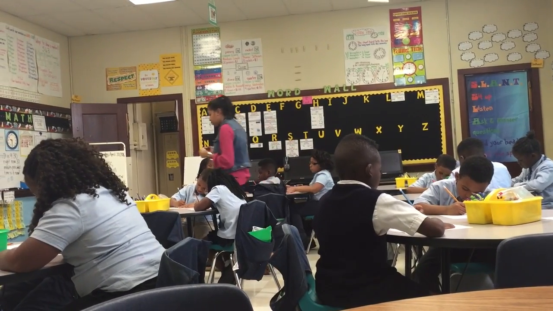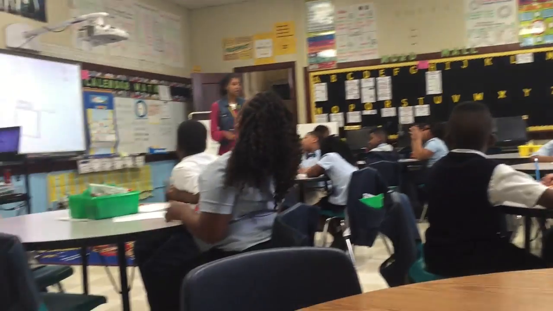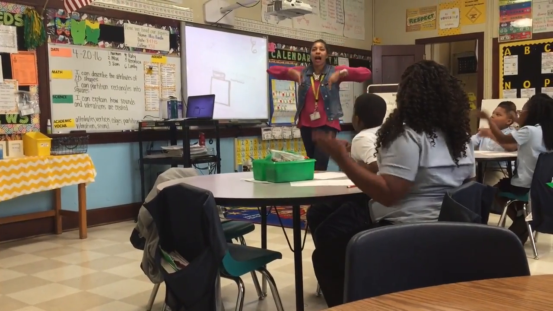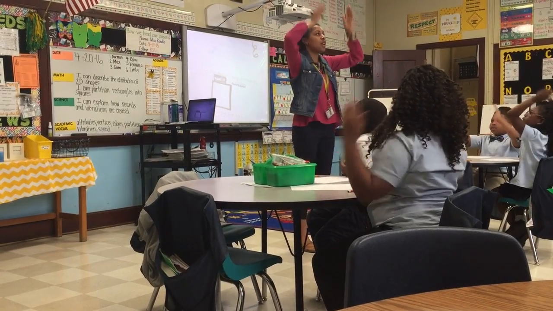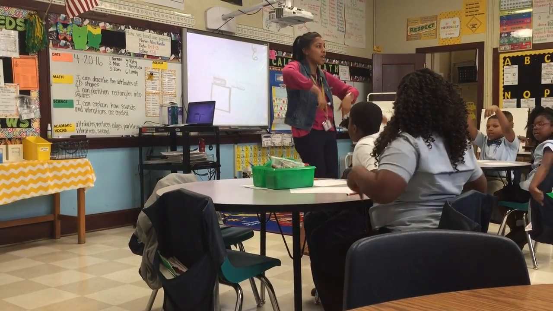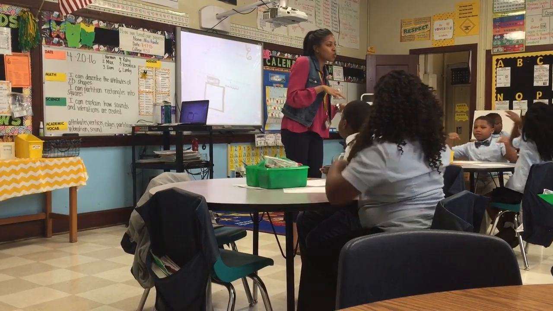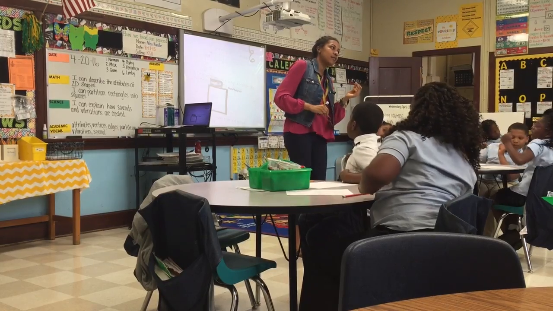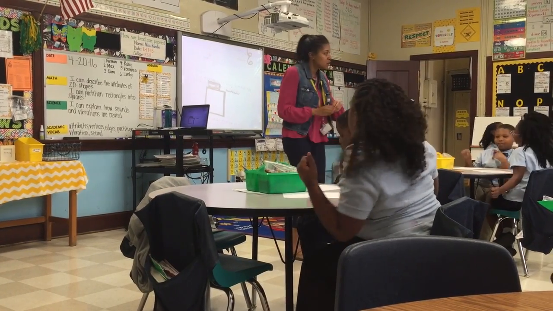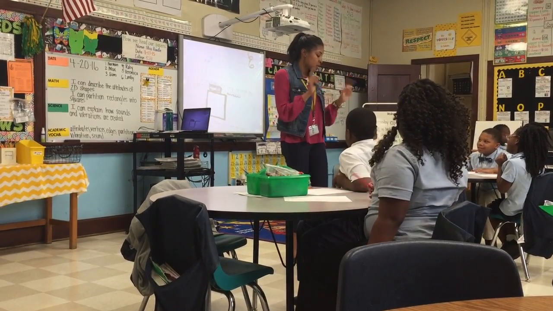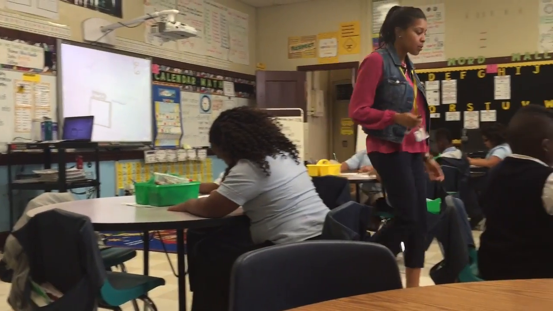Let's do our song really quick so that we don't forget. Ready? Columns, columns, ready? 5, 6, 7, 8. Columns, columns, columns, columns, move up and down, move up and down. Rows, rows, rows, rows, move left to the right, move left to the right. Get to work. Number 2.